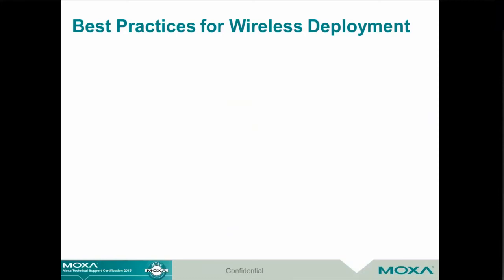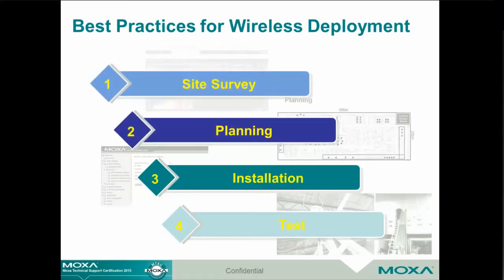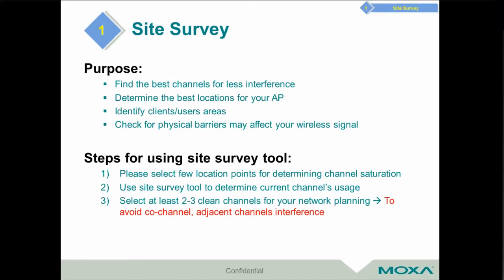All right, so now that we've discussed the types of topology and the types of protocols, we're going to move on to some of the best practices for wireless deployment. There are 4 stages, if you will, when you want to deploy a wireless network. The first is what's called a site survey. The second is the actual network planning. The third is the installation, and the fourth is the test phase to make sure that everything is working properly.